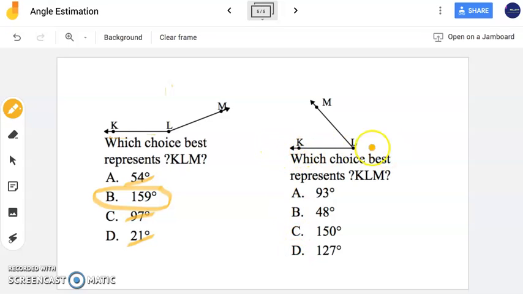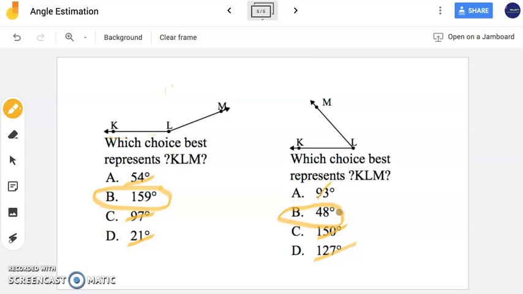Now we're going to see angle KLM again, but this time it's going to look a little bit different. In fact, I'm going to draw this L here, and it's looking like this angle given to me is going to be an acute angle. This acute angle is telling me I need to select something that's less than 90 degrees. So right away, I'm going to eliminate all my angle choices that are not less than 90 degrees, and when I do that, I only have one option left. 48 degrees has to be my answer. It's the only option that's less than 90 degrees.